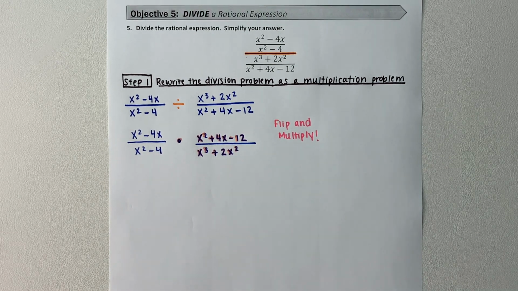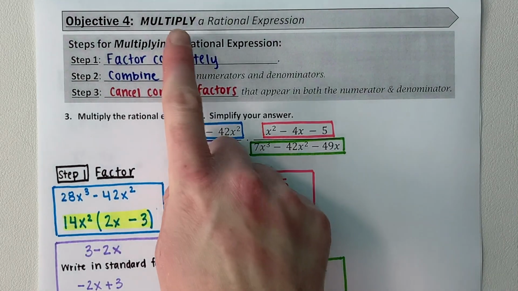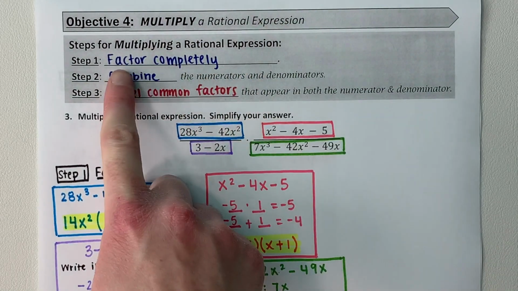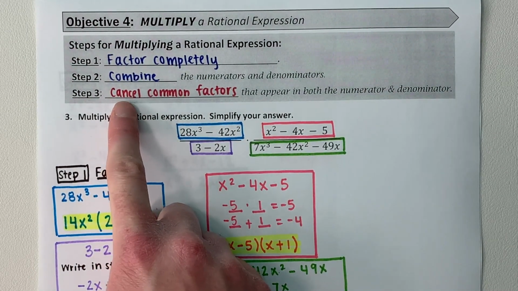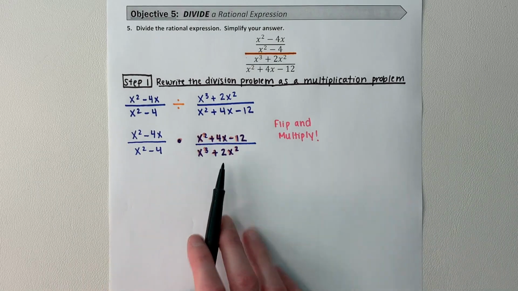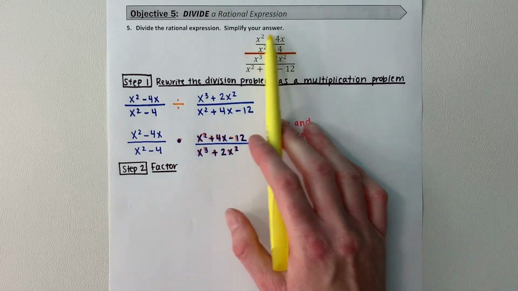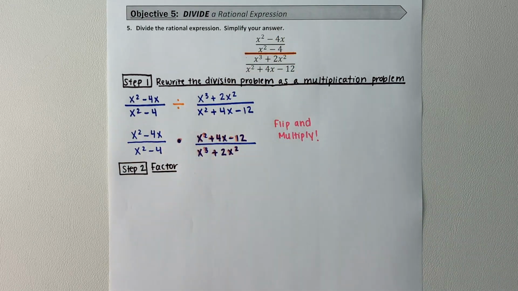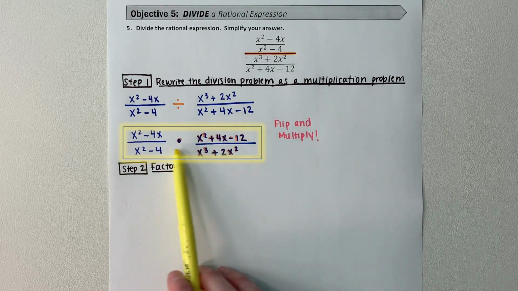And we learned the steps for multiplying on the previous pages. Let's look back at the steps for multiplying. If you're multiplying a rational expression, step 1, factor completely, step 2, combine, and step 3, cancel common factors. So now that we've rewritten this as a multiplication problem, we're going to factor. And for the remainder of the problem, we're not going to focus on this expression or this expression. We're going to focus all of our attention on this multiplication problem here.